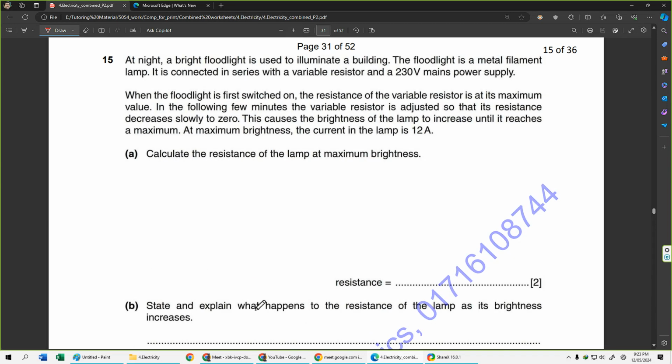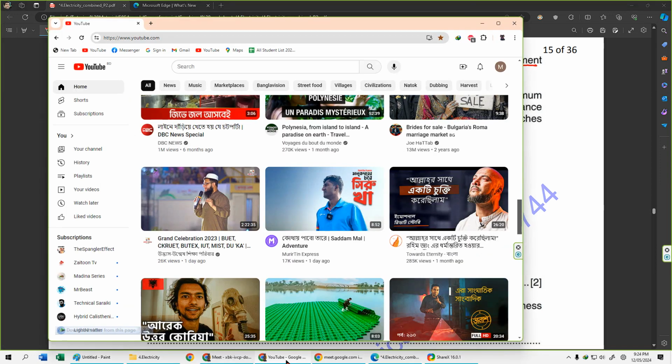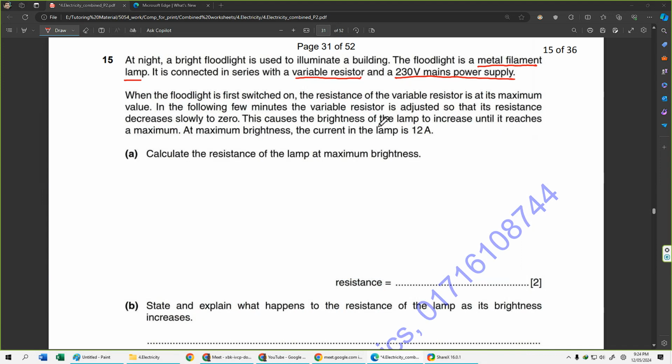At night, a bright floodlight is used to illuminate a building. The floodlight is a metal filament lamp, full stop. It is connected in series with a variable resistor and 230 volt main supply. So a couple of information you have to remember. It is a metal filament lamp and is connected in series with a variable resistor. So with the bulb floodlight we have a series combination variable resistor, and it is connected with a 230 volt mains supply. So this is the true information.